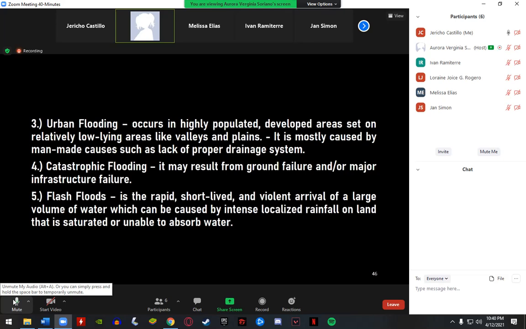Mainly, pwede po siyang is caused by kapag po nagbaha sa mataas na lugar, for example po sa bundok, and yung lupa po dun is hindi na kinaya, and yun po, magre-result po siya sa flash floods. Soil erosion. So, next slide.